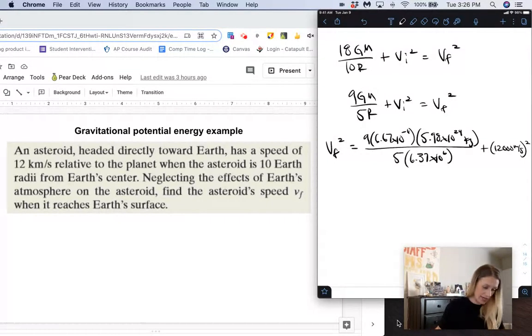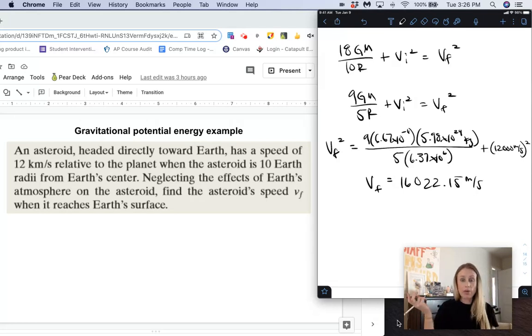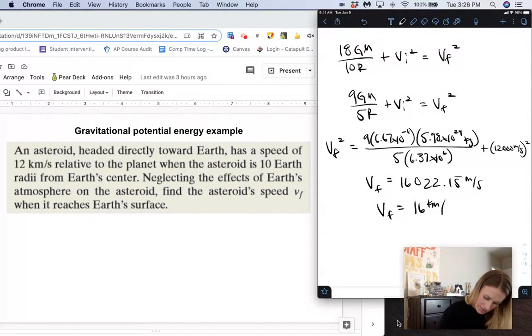So I get v final squared equals a really big number, and I'm going to take the square root of both sides in order to get the final answer, which is v final is equal to 16,022.15 meters per second. But let's put it in the same form that we had before. If we divide this by 1,000, we get that v final is about 16 kilometers per second for our final answer.